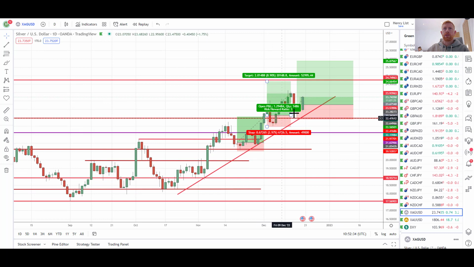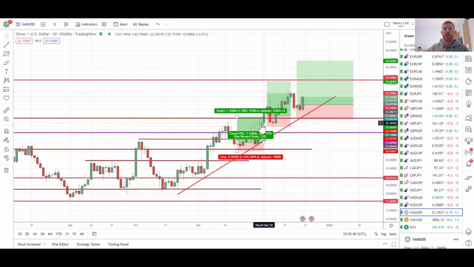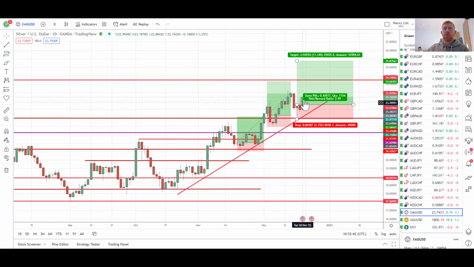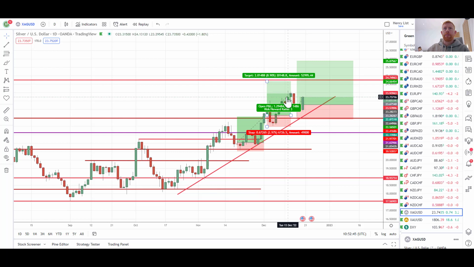So silver was a much better setup, seems to be bouncing in the area of the trend line, come back to that horizontal level as well. We're also in this original trade here, so we're about, I would say, 1 3/4% up on the original trade.